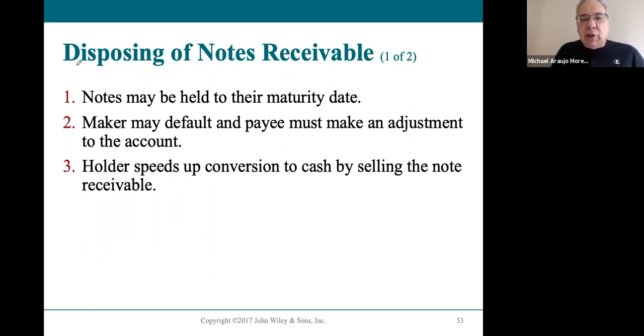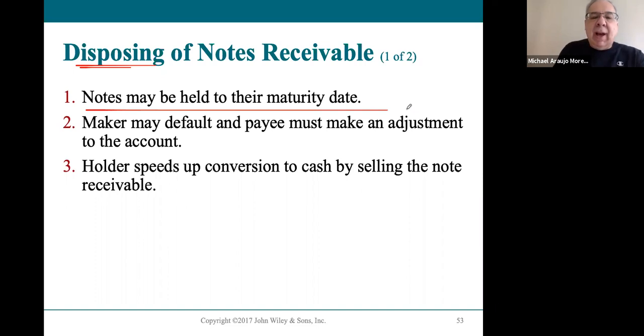So when they use the word dispose, it means simply that, when notes receivable are due. There are a few ways in which notes receivable can get cashed out. They get paid on the maturity date. That's what you're waiting for. That's what you're hoping for. You want it to be cash, right? On the maturity date, you're expecting the cash.